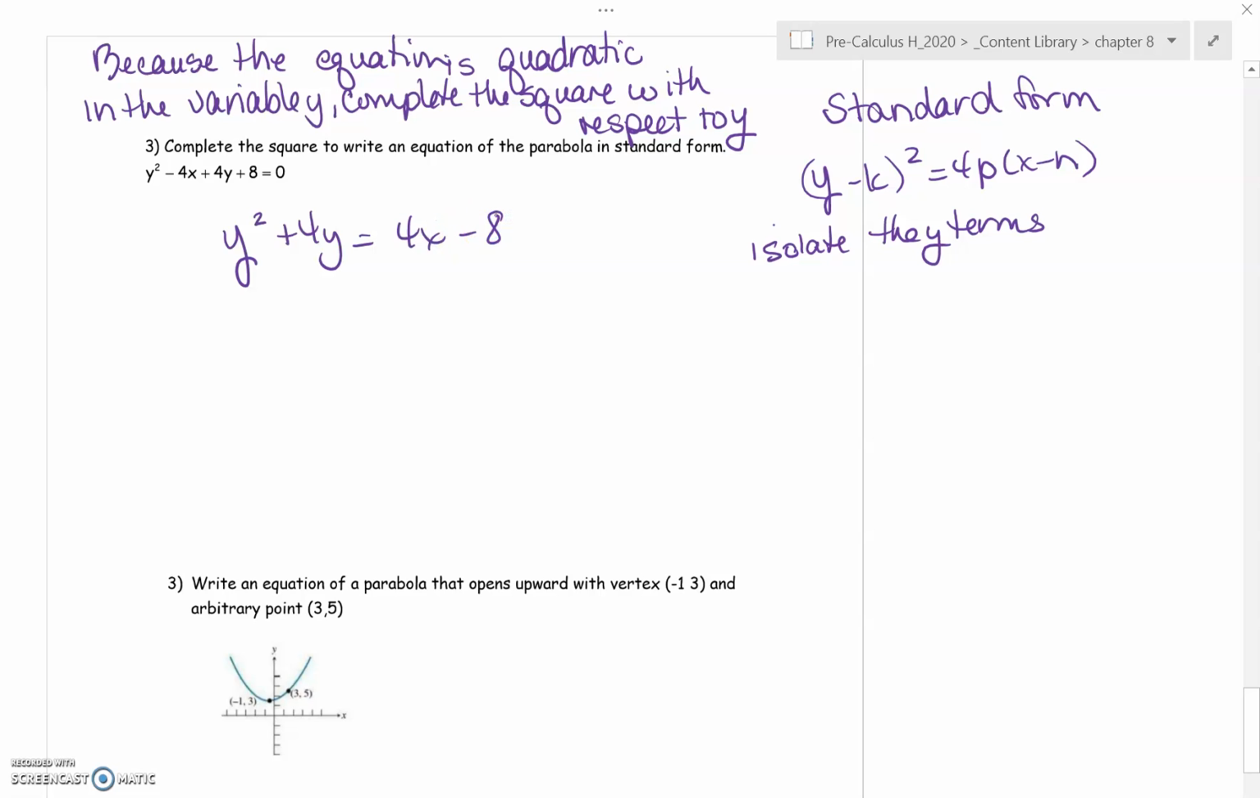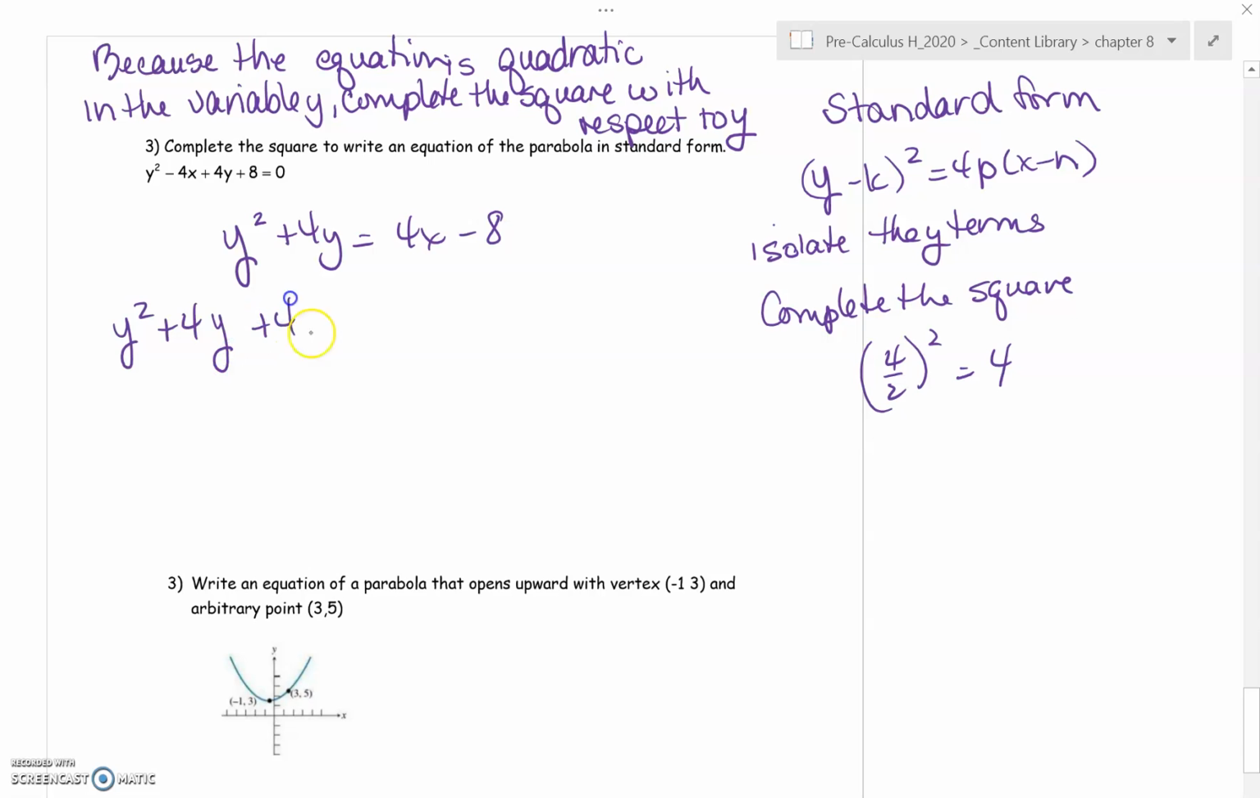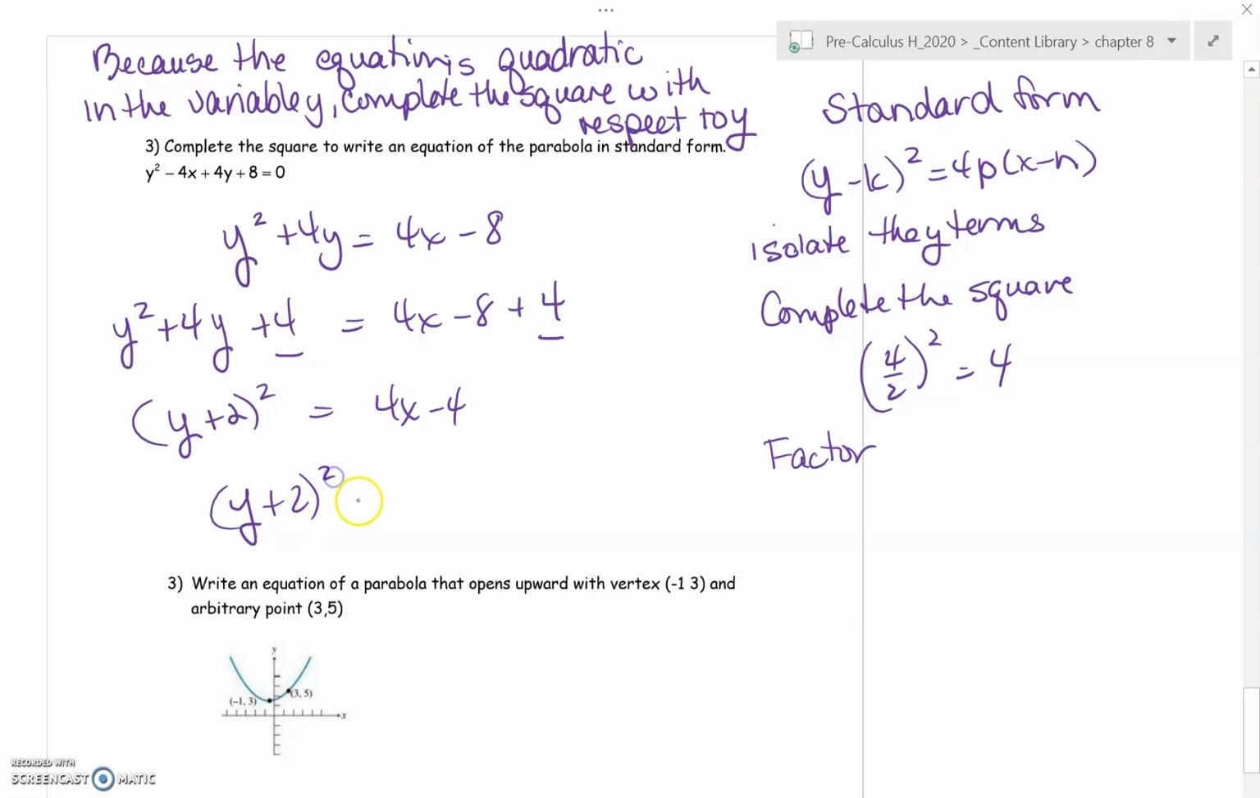Okay, so next you want to actually complete the square. So when you complete the square, you're going to take the middle term, 4y, divide it by 2 and square it, which is 4. So that is the number that makes the expression on the left side of the equation a trinomial square. Now be careful, because you have to keep your equation balanced. So if you add 4 to the left side of the equation, you have to add 4 to the right side of the equation. So your next step is going to be to factor. So now we have our equation in standard form.